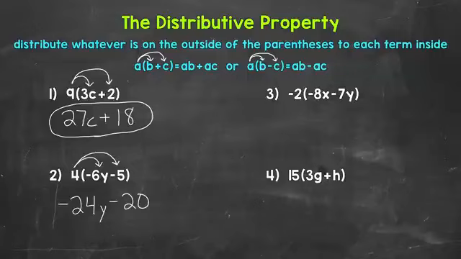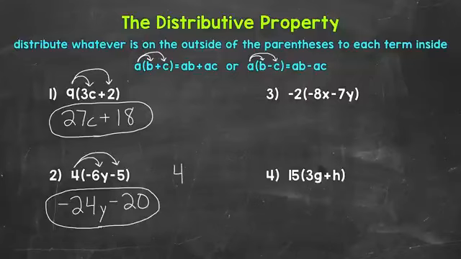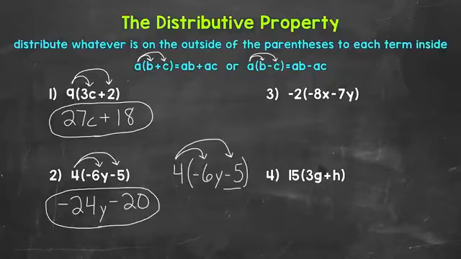We don't have any like terms that we can combine, so this is simplified. Again, negative 24y minus 20. Now, I do want to mention another way to think through number 2, and this is an option when we have subtraction. So let me rewrite the expression here. And then we need to distribute the 4. So distribute to the negative 6y. And then when we distribute to the 5, we are going to look at this as negative 5. So we are including that subtraction sign, the sign in front of the 5, and look at this as negative 5.